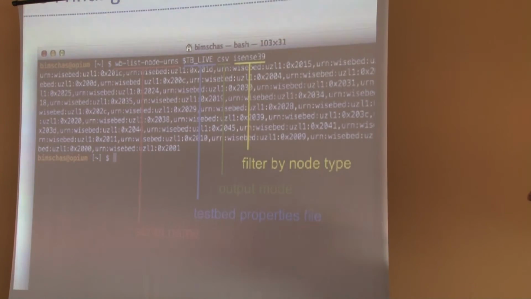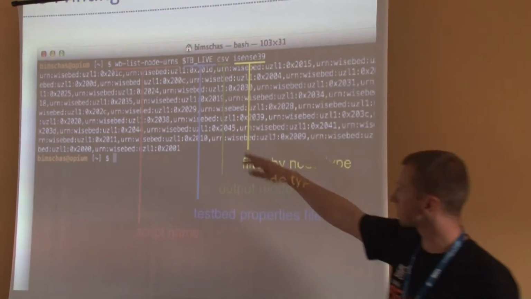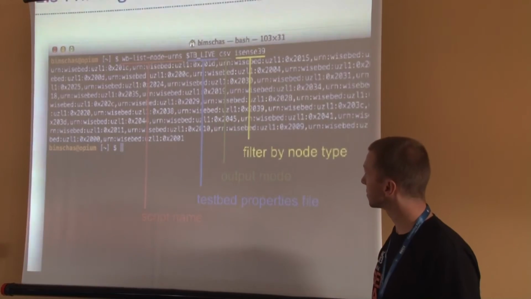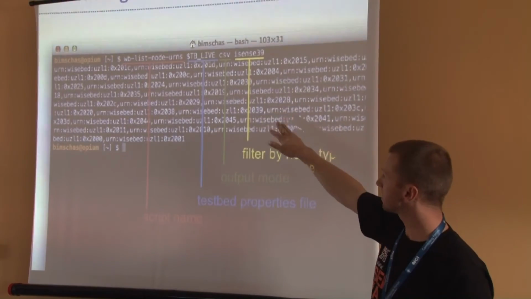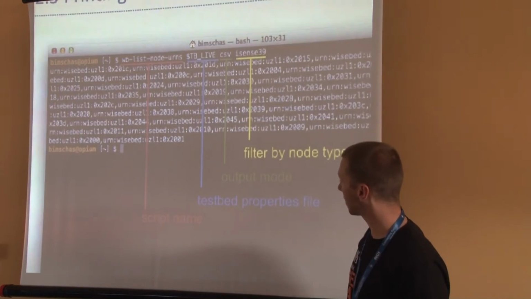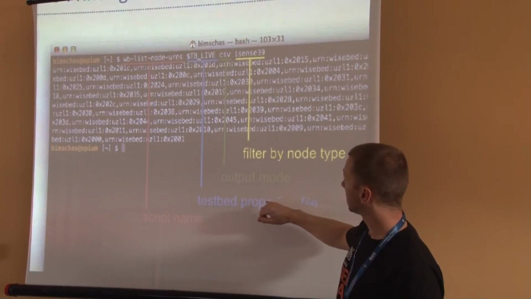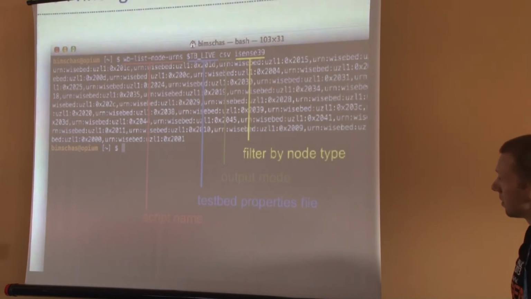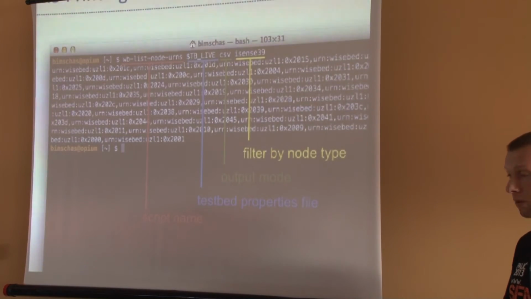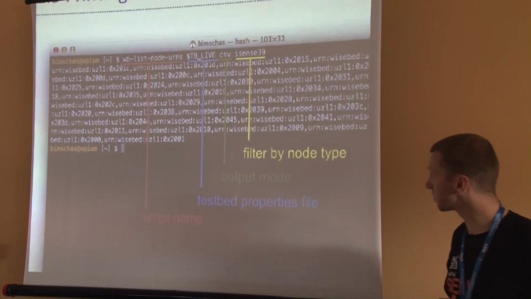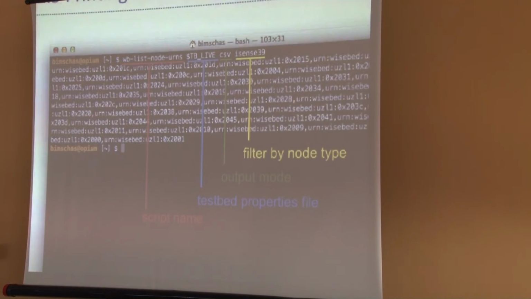5 more minutes, okay. So for every one of these scripts, it's basically the same. First, you set the command, like in this case, WB. All commands are prefixed with WB. WB list node URNs. Then you pass the properties file. In this case, it's in some environment variable. And whatever arguments the script will ask for. Just look it up in the documentation what arguments the script allows.